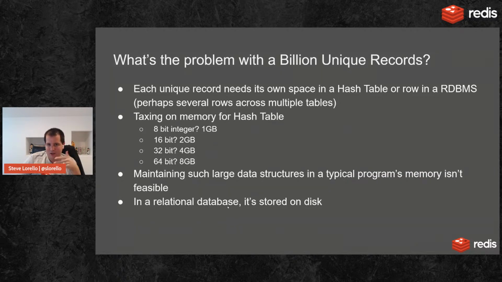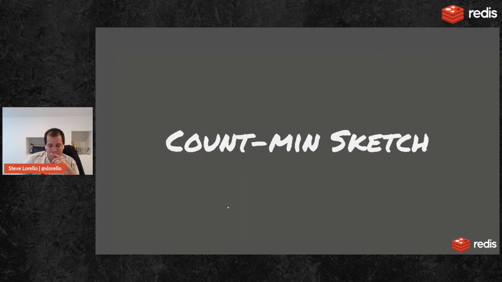Each unique record would need its own spatial hash table or row in an RDBMS, and it's really taxing on memory for hash tables and maintaining large data structures like this. In a typical program, memory isn't necessarily feasible, and in a relational database, it's all stored on disk, so it can be pretty slow. So that brings us to the Count-Min Sketch.